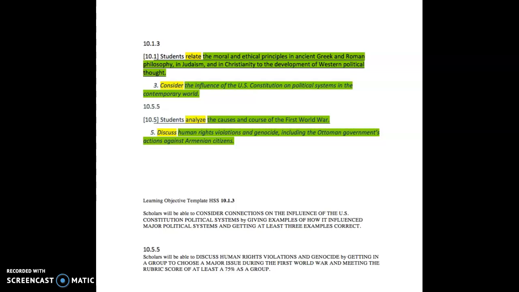All right, hi everybody. My name is Tori, and I chose the 10th grade. And for the content standards, I chose 10.1.3 and 10.5.5.